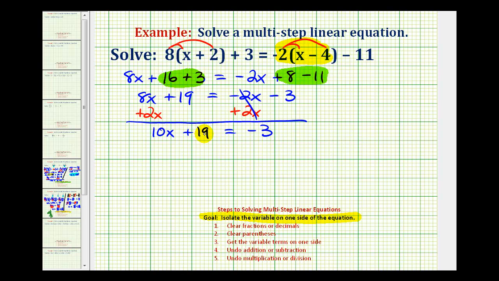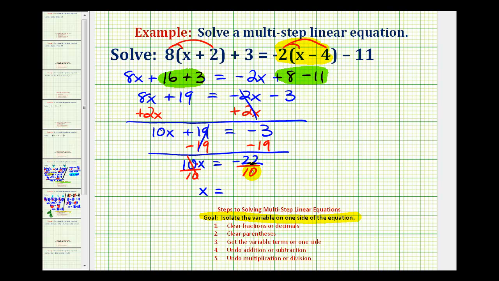We want to undo this addition and undo this multiplication. And we're going to undo the addition first, so we'll subtract 19 on both sides. 19 minus 19 is 0, so we're left with 10x equals -3 minus 19 would be -22. And then the last step is to divide both sides by 10. So 10 divided by 10 is 1, so we have 1x, or just x, equals -22 tenths.